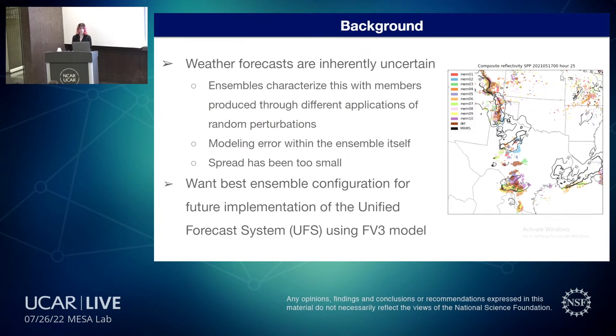So weather forecasts are inherently uncertain for a variety of reasons, including physics approximations and limitations with resolution and computation and more. Ensembles attempt to characterize this with members that are produced through different applications of random perturbations. Basically, we're running the same forecast over and over with tiny changes at the beginning, so we get a variety of different outcomes of what could occur. Basically, we're trying to model error within the model itself, and so we're trying to get that error to match the spread of the ensemble. Our ultimate goal is to determine the best ensemble configuration for future implementation of the Unified Forecast System, or UFS, using the FV3 model.